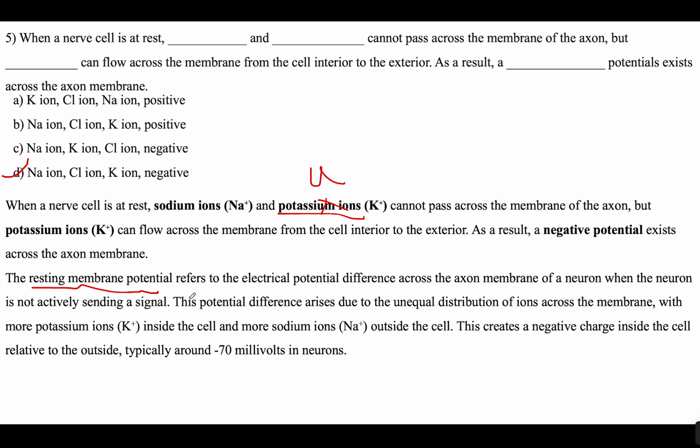And the potential difference, as I say, refers to the electric difference across the membrane and not the cell. The potential difference arises due to the unequal distribution of ions, more potassium ions present inside the cell and fewer present outside the cell. This creates a negative charge.